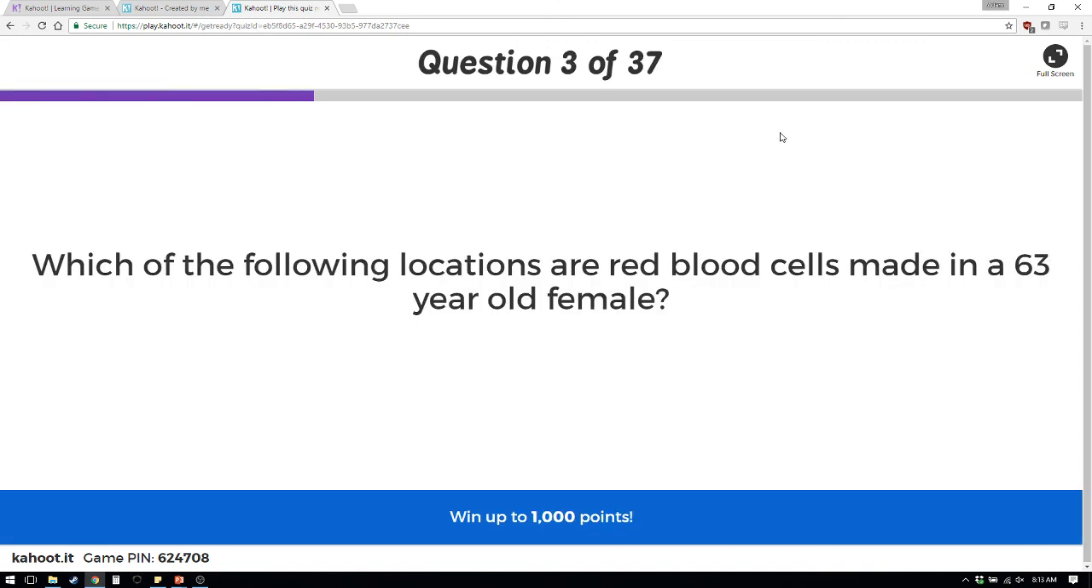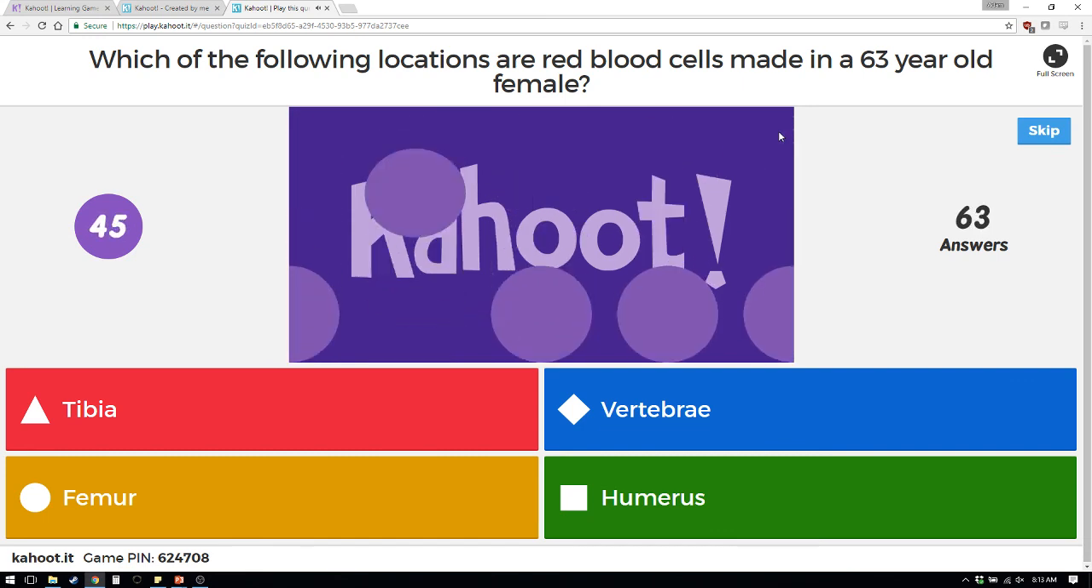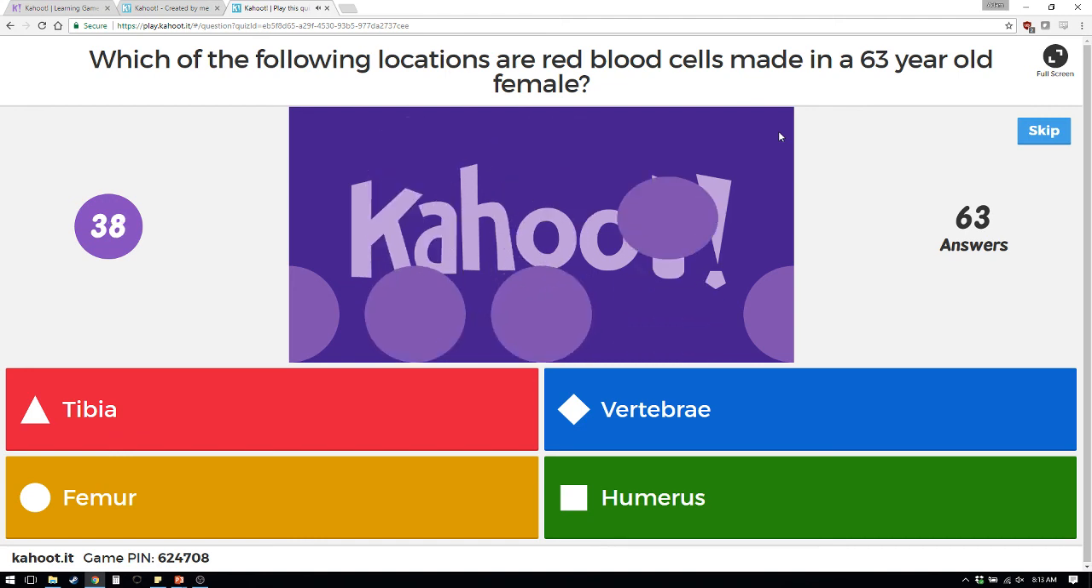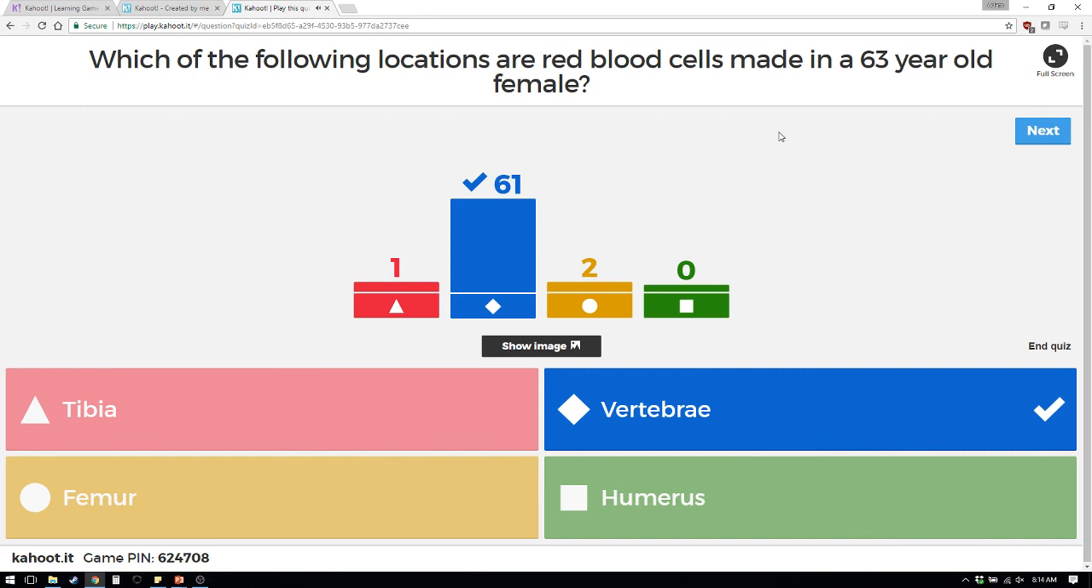Okay, which of the following locations are red blood cells made in a 63-year-old female? You're answering this too quick. I must have taught you too well. Or the answer is too easy. All right, the vertebrae. All right, so why is the answer the vertebrae? Why not something like the femur or the tibia?